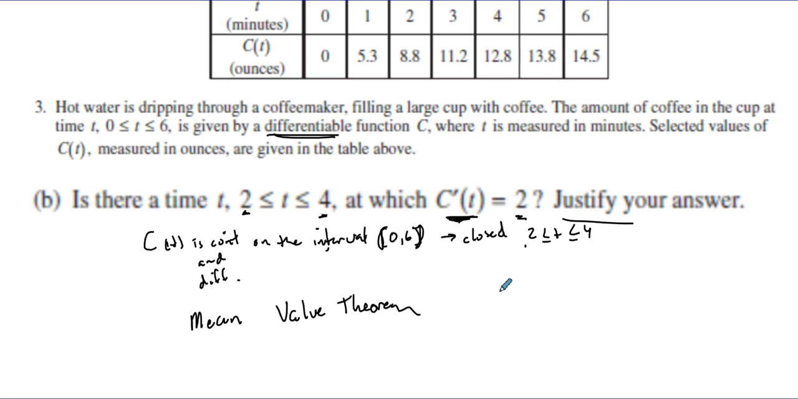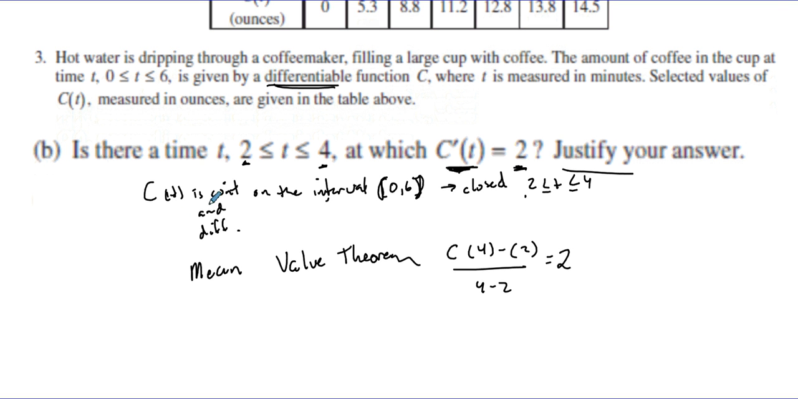And what does the mean value theorem state? In order for this to be true, we have to show that the average rate, from 2 to 4, so C of 4 minus C of 2 over 4 minus 2, if we found that and it equaled 2, then we know that yes, there is a value there. So we're just going to go through here and verify this. We can use the mean value theorem because it's continuous and differentiable and closed on this interval. The mean value theorem states that this would have to be true if this were true. And so we're going to just go over here and see what that would be.